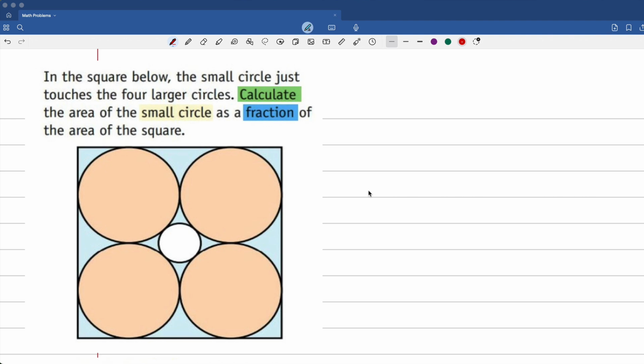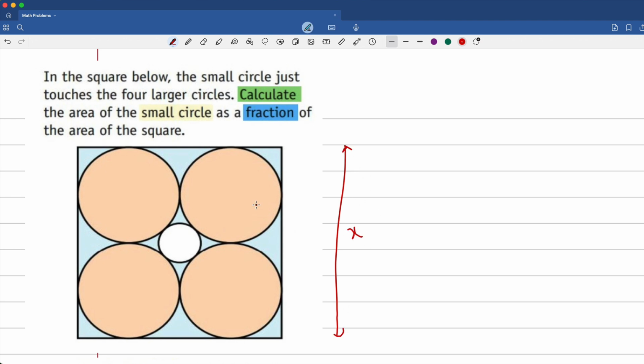Okay, so the first thing I would observe is that there's an implicit assumption that the side of the square would be known, because you're trying to find the area of the circle as a fraction of the area of the square. The area of the square is going to be calculated based on the side. So you can basically assume that the side would be x.